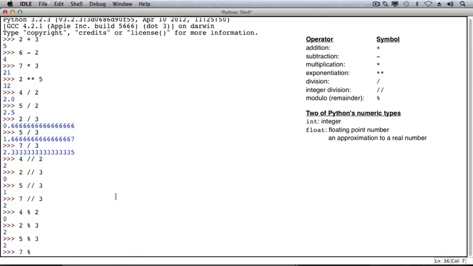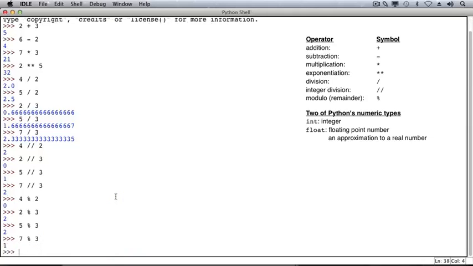So when we do 7 mod 3, we get a 1, because that expression could be rewritten as 2 1/3. We get that 1. Now that we've worked with these operators separately, let's combine them into expressions.